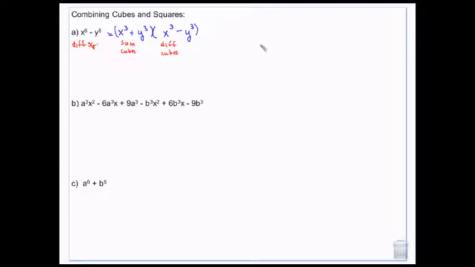So I have to factor this even further. From our pattern at the beginning, the sum of cubes will give me x plus y, and then that'll be x squared minus xy plus y squared. And then this will give me x minus y times x squared plus xy plus y squared. And now it's finished. So I had to factor the difference of squares, and then I had to factor the sum of cubes and the difference of cubes.